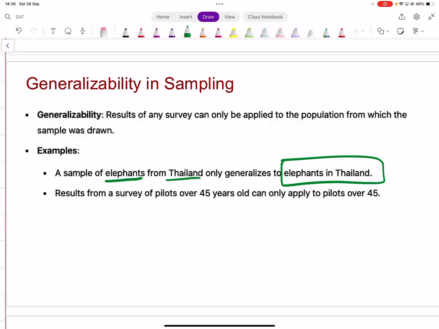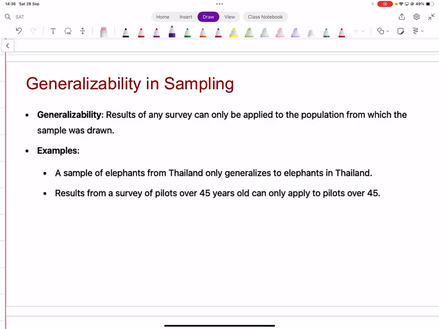So if you want to make a conclusion about a set of population, that should have a representation in the sample as well. If you want to make a conclusion about elephants in Pakistan, there should be some elephants from Pakistan included in that sample as well. Otherwise, that conclusion would not be valid. Okay?